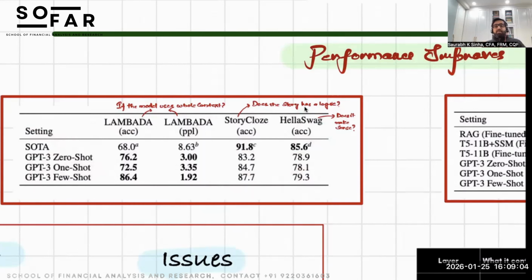Now, what is this LAMBADA? What is this StoryCloze? And what is this HellaSwag? These are different ways to test the model. So basically, if in one line I have to summarize what LAMBADA does, and it is also written here, it tests whether the model is understanding the whole context or whether the model is just picking isolated information from the text and not understanding the whole information provided to the model through the prompt. And what they understood is that few shot learning is working pretty well in terms of accuracy.